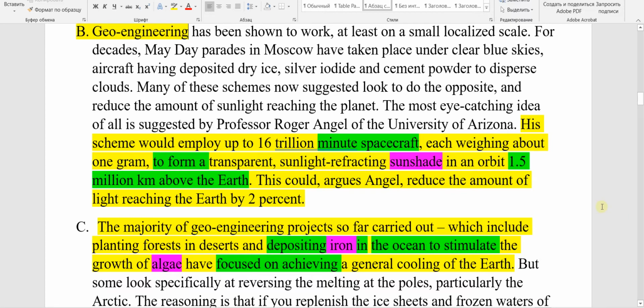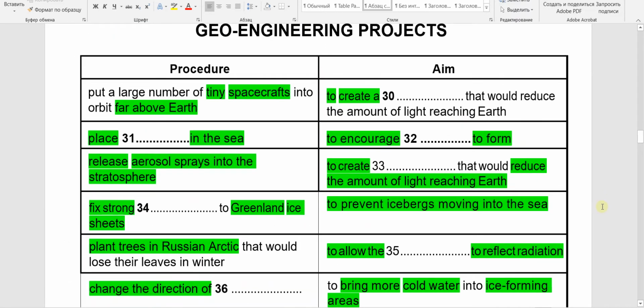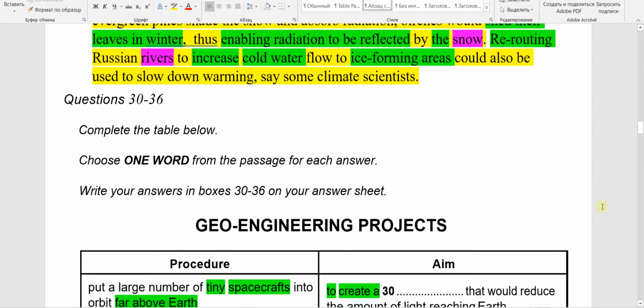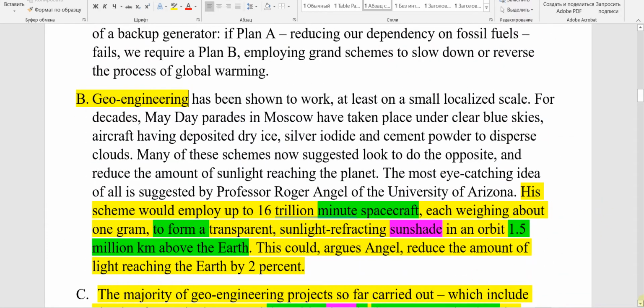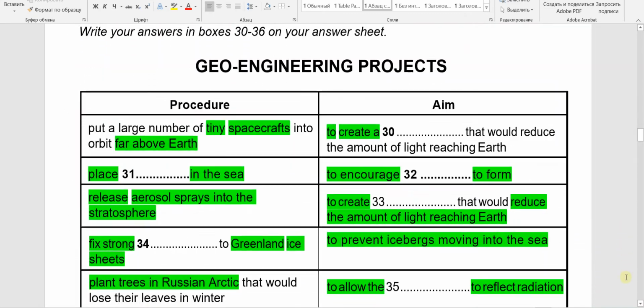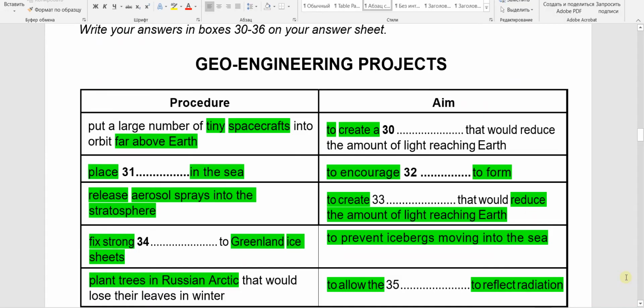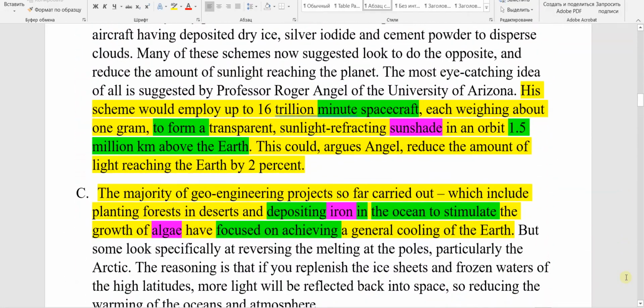Sorry for that. Let's go to our statements. Here it is: tiny spacecraft, our keywords. Here it is, minute spacecraft. Minute is the synonym of tiny. Let's go to the next one: far above Earth, and even orbit. I have seen this one, orbit, here it is. Orbit 1.5 million kilometers above the Earth. These are the same words, almost. Not really, but almost.